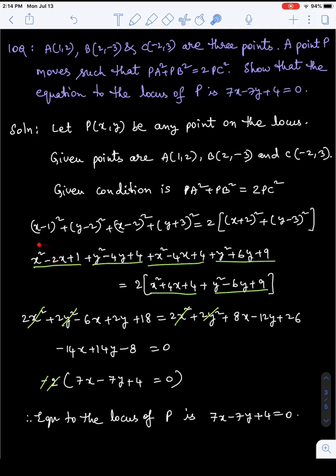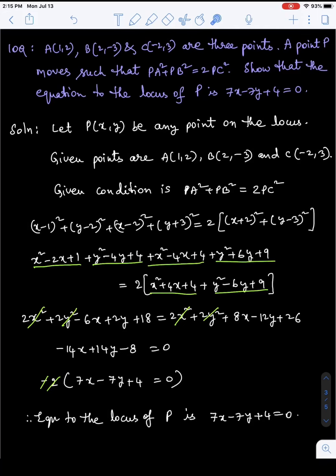Next step, like terms are added. Here one x square, the other x square is seen here. So 2x square, 2y square, minus 4x minus 2x added, minus 6x, minus 4y plus 6y subtracted, we get 2y. 1 plus 4, 5 plus 4, 9 plus 9, 18. In RHS, remove the bracket and multiply every term by 2. 2x square, 2 4s are 8x. 4 plus 9 is 13. No? So 13 2s are 26 is taken here. 4 2s are 8x and 2y square and minus 12y.